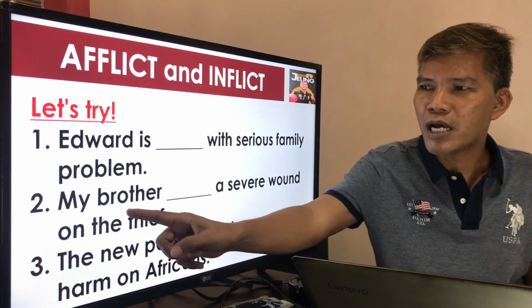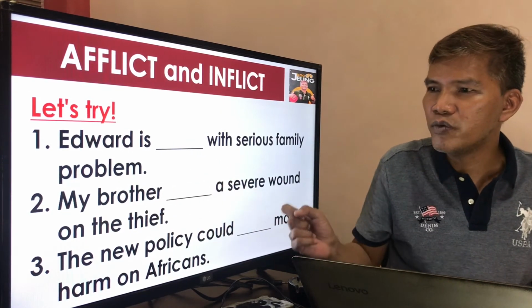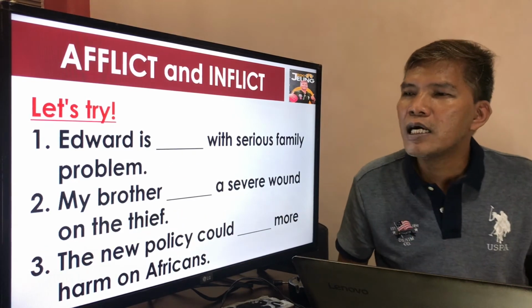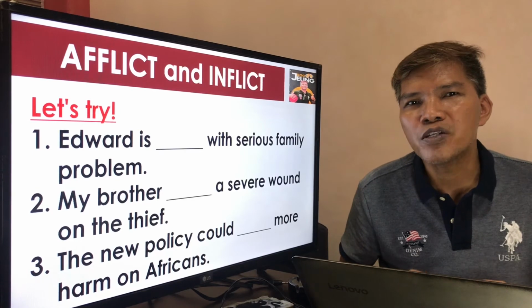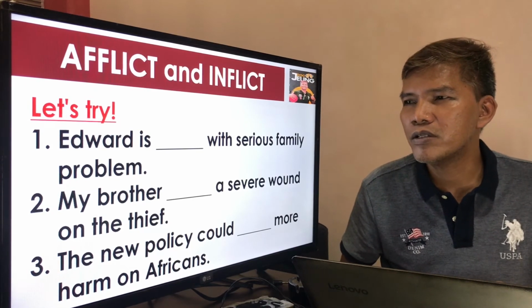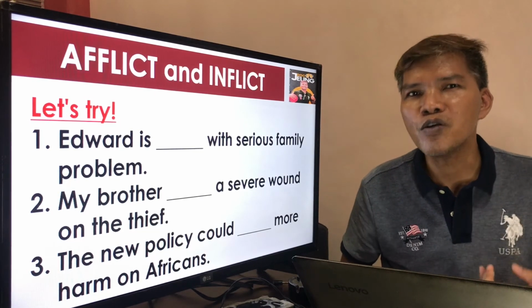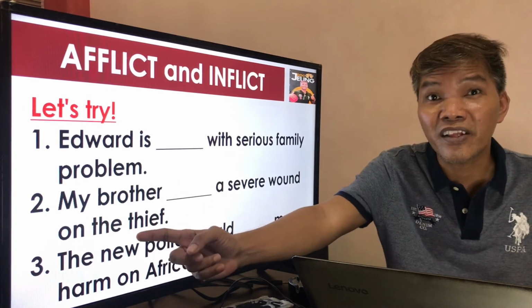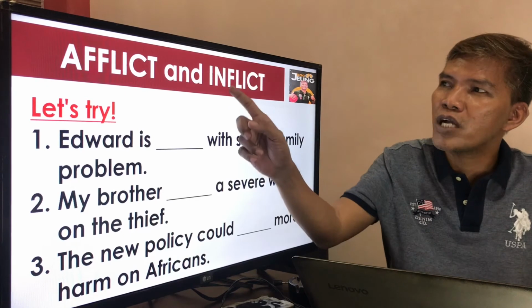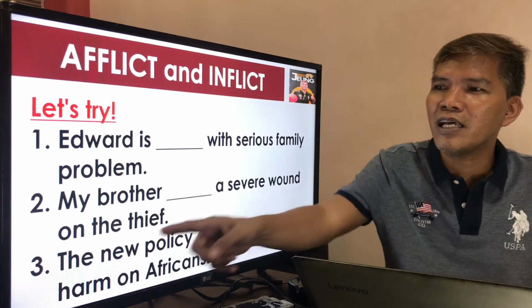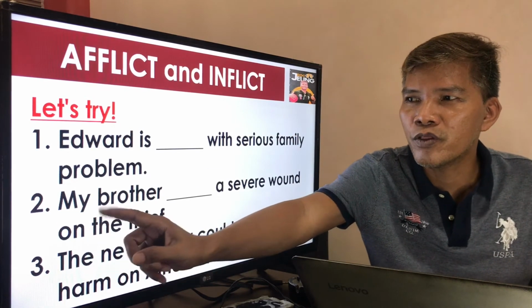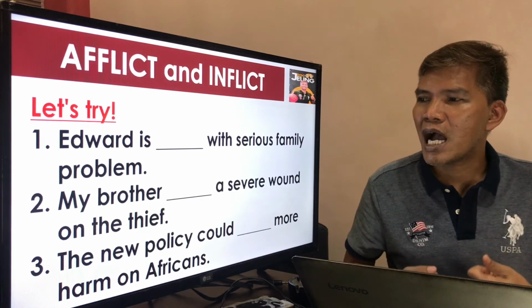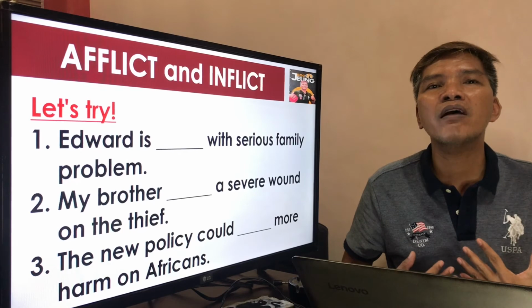Number two, my brother blank a severe wound on the thief. Who causes the suffering? My brother. To whom? To the thief. Okay. That's why our answer is inflict. And there is a preposition on. So, we can say that my brother inflicts a severe wound on the thief.